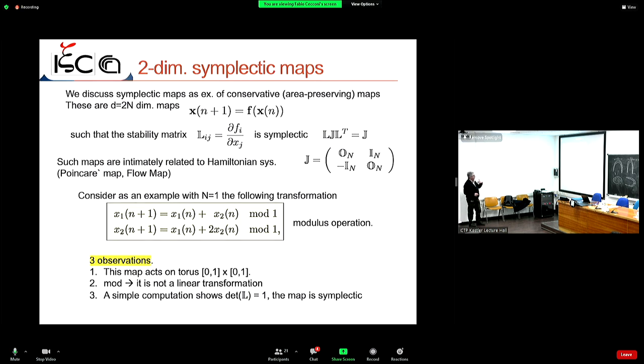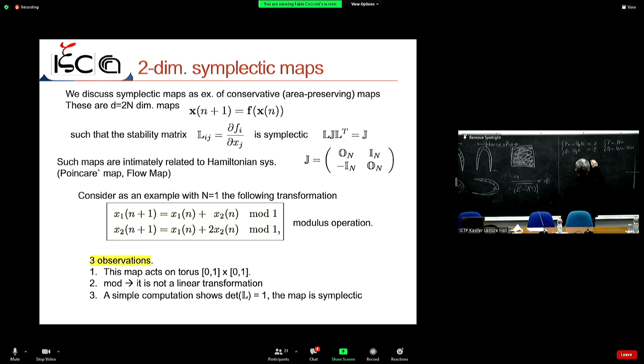The map has a Jacobian, and the Jacobian is the important object of the maps because it defines how volumes change in the phase space. If the map is symplectic, of course, its Jacobian should satisfy the rule that I already showed you for Hamiltonian canonical transformations. If L is the Jacobian, I expect that if the map is symplectic, it satisfies this equation. Again, I'm so boring, but I have to repeat this one, okay?